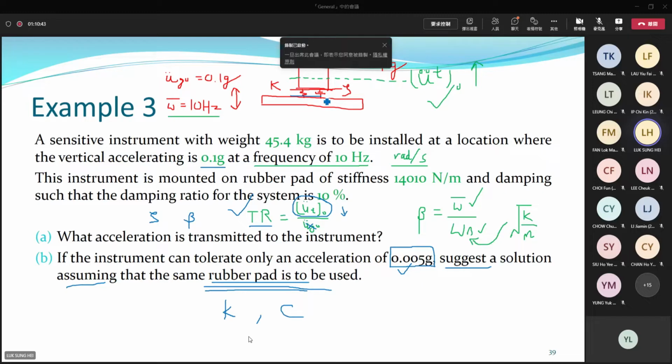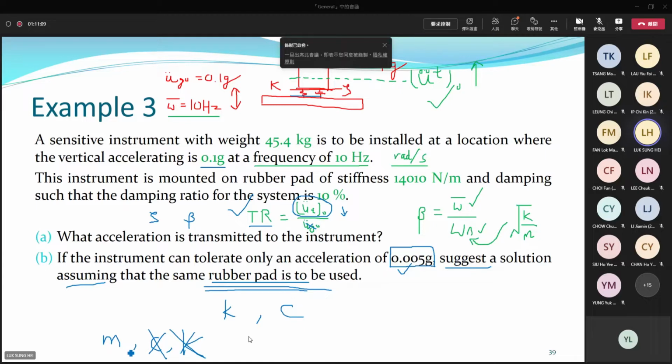You have to keep the same support system, which means the stiffness and the damping coefficients should be the same value. You cannot change K. You cannot change C. For a dynamic problem, we have three basic dynamic properties, M, C, K. You cannot change K, you cannot change C, so you can only adjust the mass.